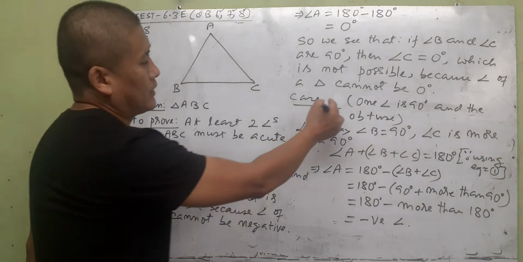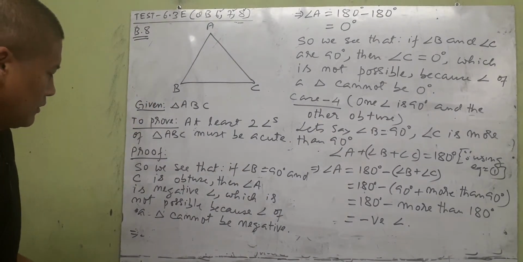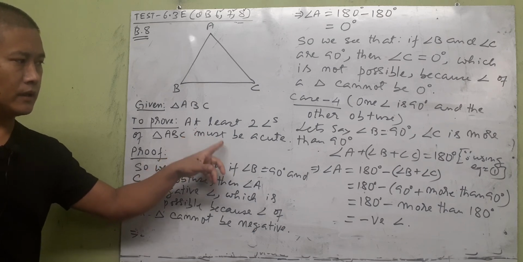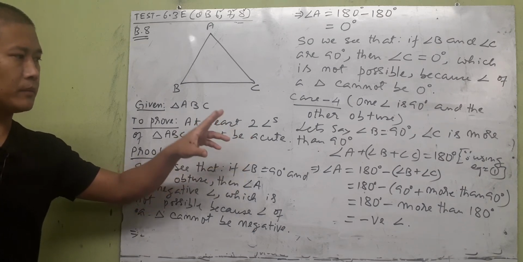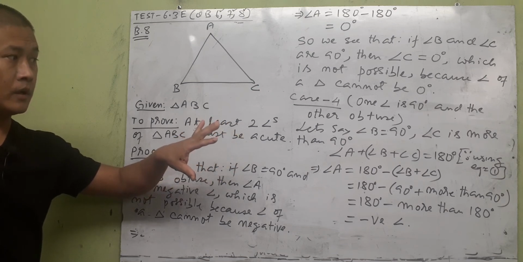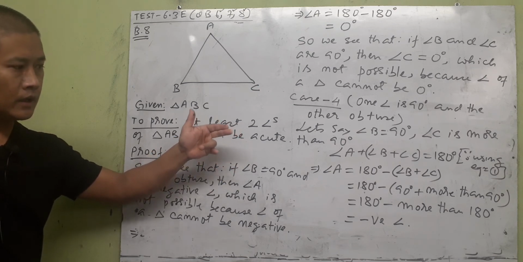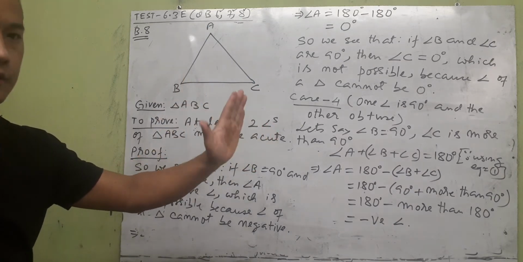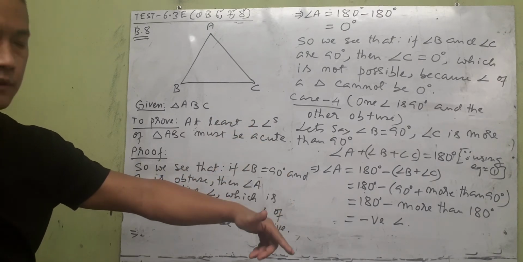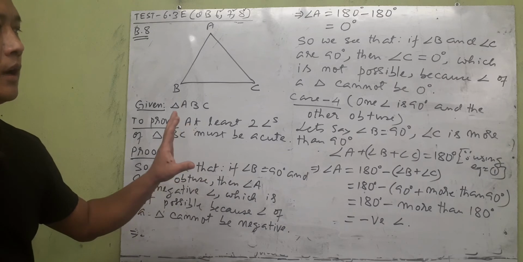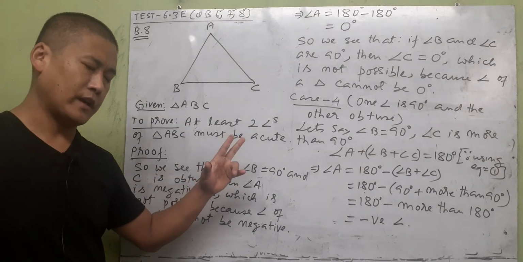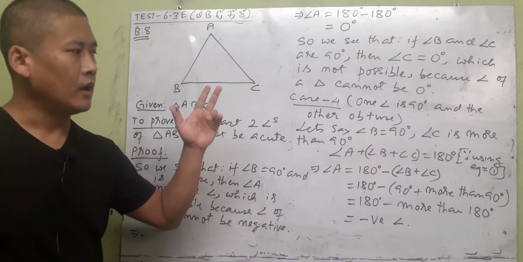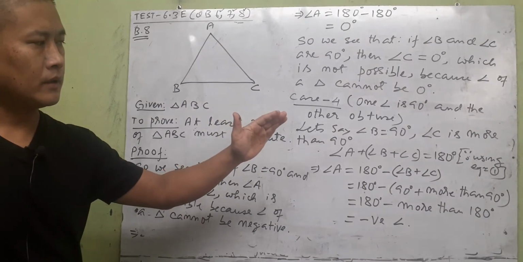Now case 4. First case we took two of them 90. That is also not possible. If two angles are 90, the third angle becomes 0 and the angle of a triangle cannot be 0 degree. Second case, both are obtuse, then the angle turns out to be negative. Third case, one is 90, the other is obtuse, then also the third angle A becomes negative. So this is not possible. So the first three cases are not possible. Two angles in a triangle 90 degree, not possible. Two angles obtuse, not possible. One angle 90 degree and the other one obtuse, also not possible.